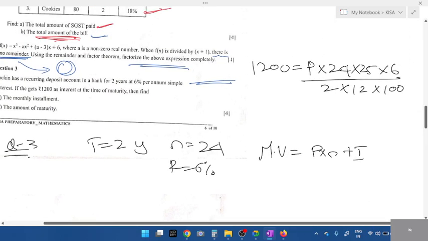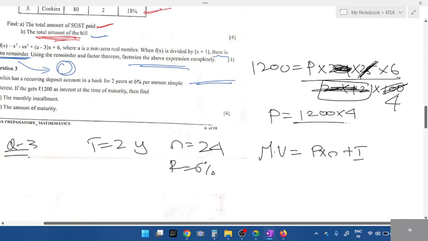So, P value, we need to find P. How many times does it go? 2 ones are 2, 4, right? 2 into 12. 2 into 12 is 24 and this 24 gets cancelled. What is the P value? 1200 into 4 divided by 6. How many times does 6 go, students? 200, 800. So the value of P is 800.